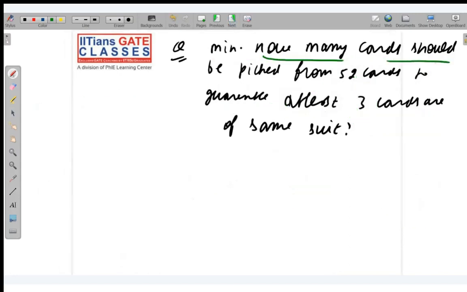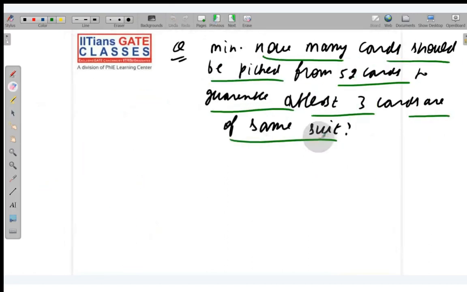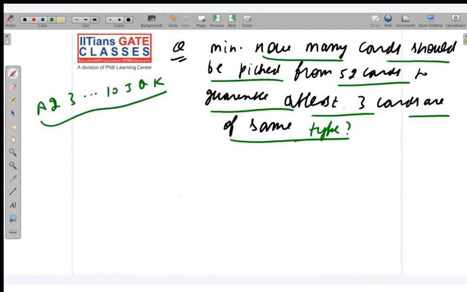Next is: minimum how many cards should be picked from 52 cards to guarantee at least 3 cards are of the same type. Okay, same suit we have done, now we should do the same type. So how many types are there? 13 types of cards are there: A, then 2, 3 up to 10, then J, Q and K. So total 13 are there. And we want at least 3 cards of the same type.